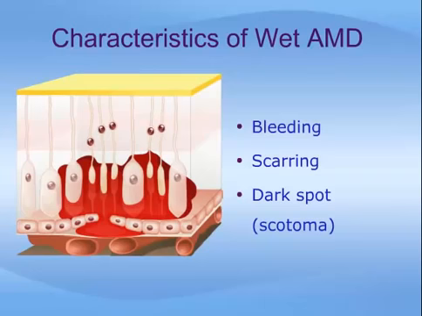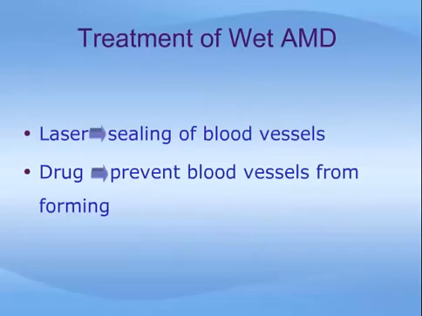The blood leaves a scar which can cause you to see a dark spot in the center of your vision, called a scotoma. During an eye exam, pictures can be taken of these blood vessels that allow the doctor to see any bleeding. There are two major types of treatment for wet AMD. One treatment uses a laser to seal leaking blood vessels in the back of the eye. The other major treatment involves a drug that prevents new blood vessels from forming in the first place. Both treatments involve regular follow-up visits to your eye doctor.